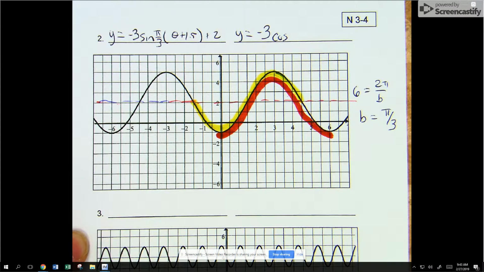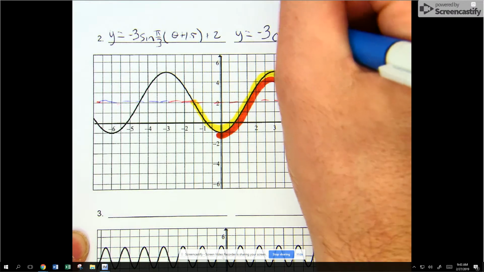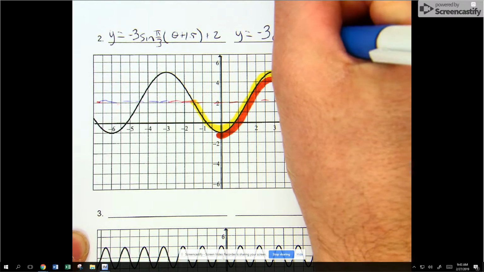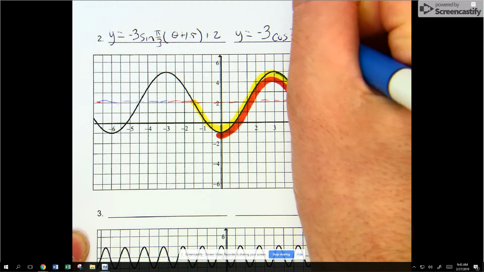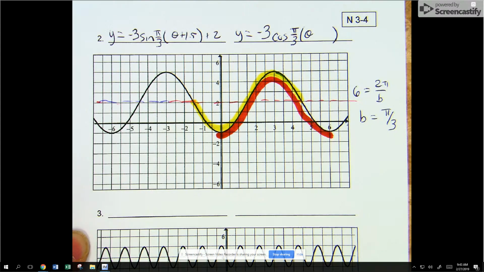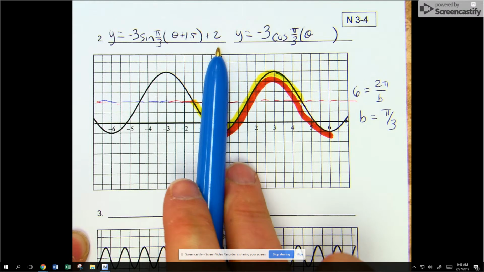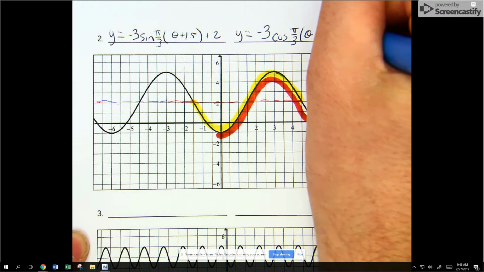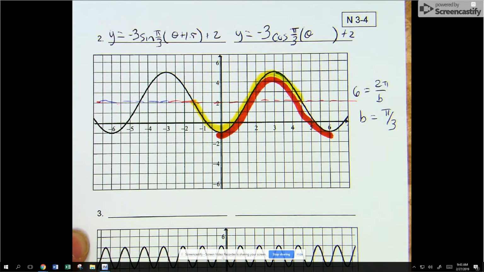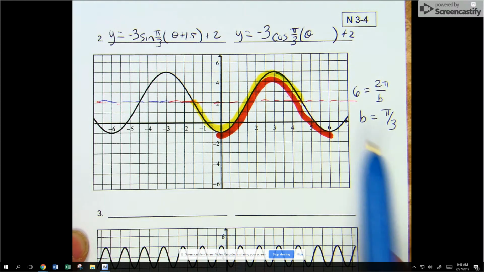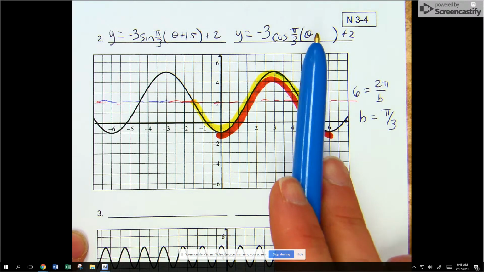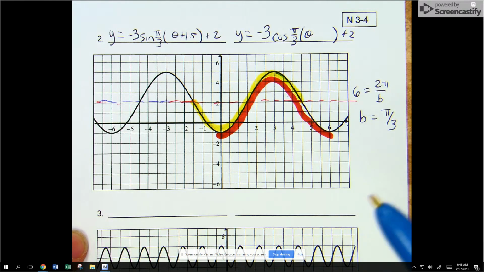What is my B? Pi over 3, right? Because the period doesn't change, so pi over 3. Period and amplitude don't change. What also doesn't change? Up or down. So we had a +2 before, so now we need a +2 over here. And how far left or right did I go? Nothing. So I'm actually done. So I wouldn't need my parentheses, but I have a pen so I can't erase it. And that's both the graphs.